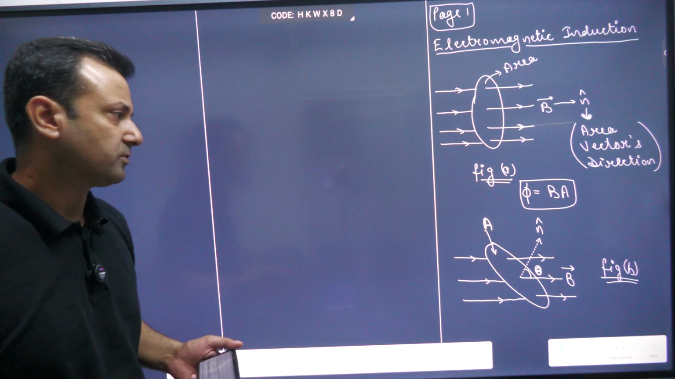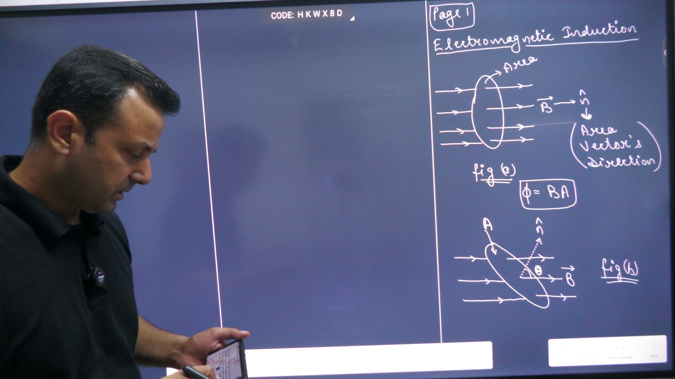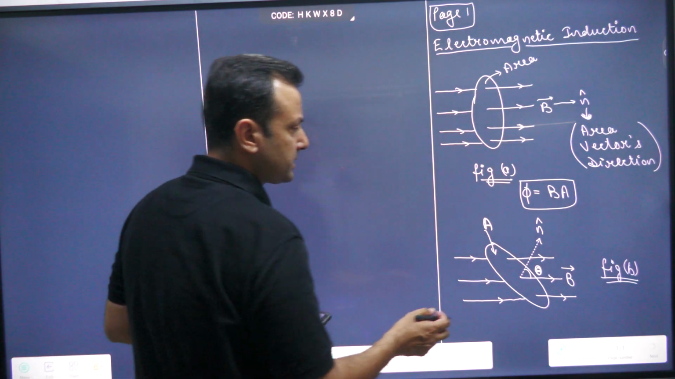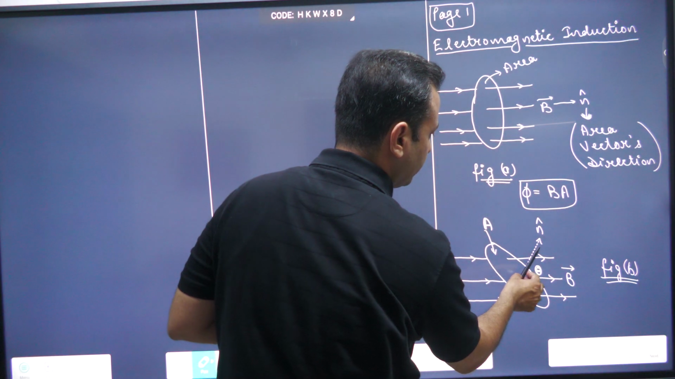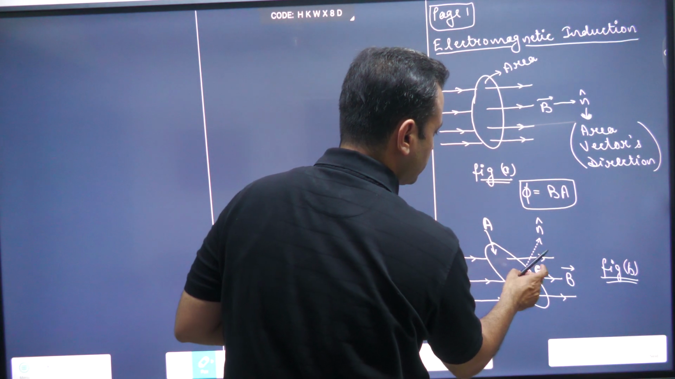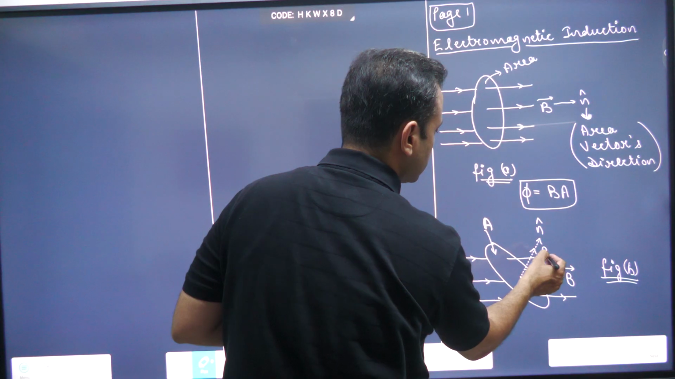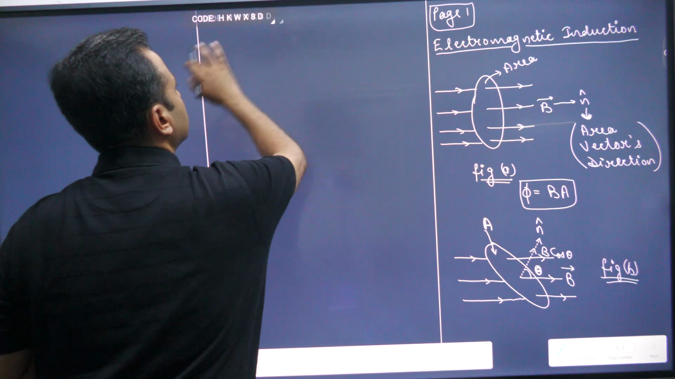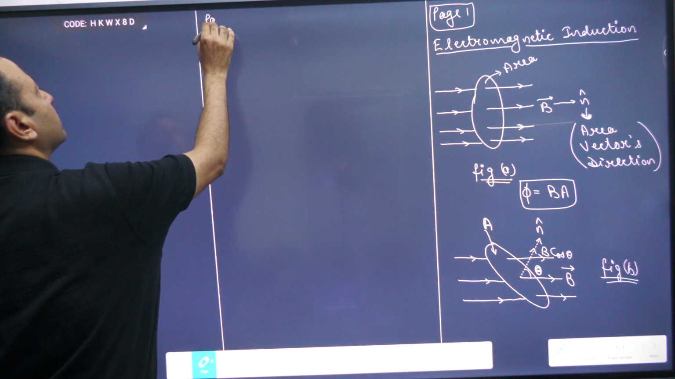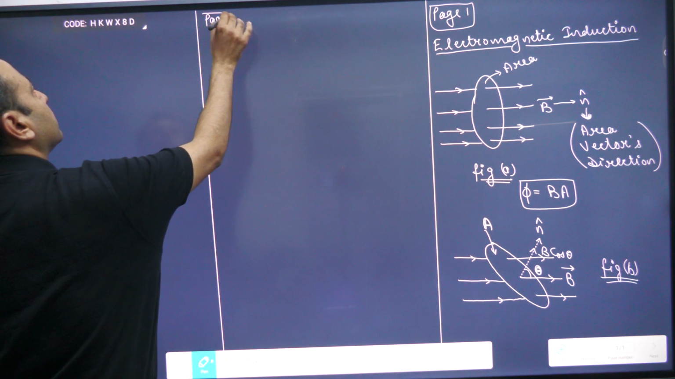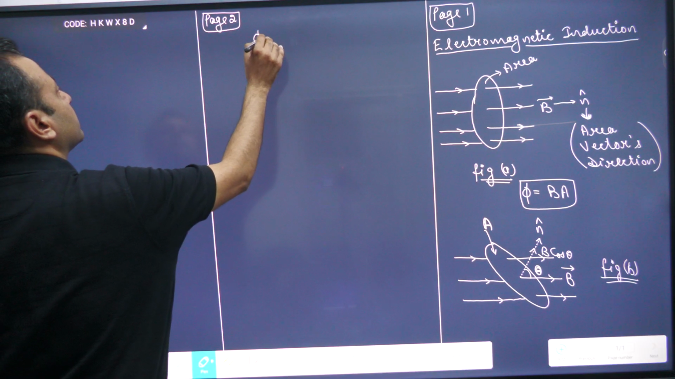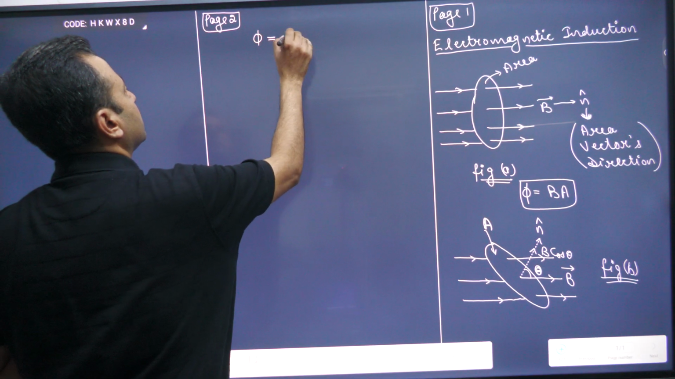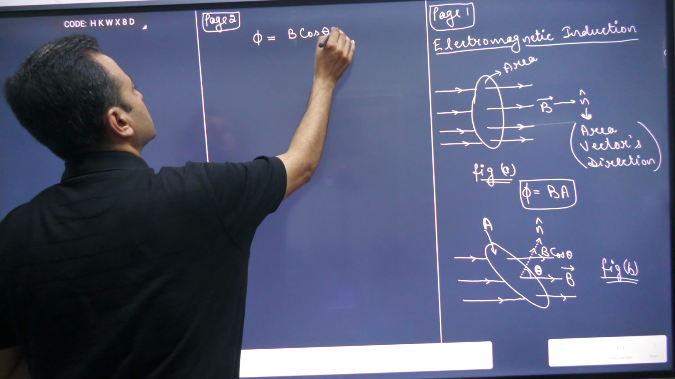The SI unit of magnetic flux is Weber. Is that clear to you? In this case, we always take the component of the magnetic field along the area vector. So the component of the magnetic field along this line will be B cos theta. So phi is equal to B cos theta into A.